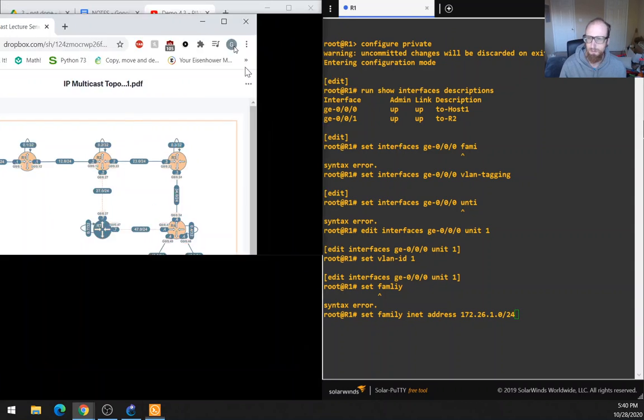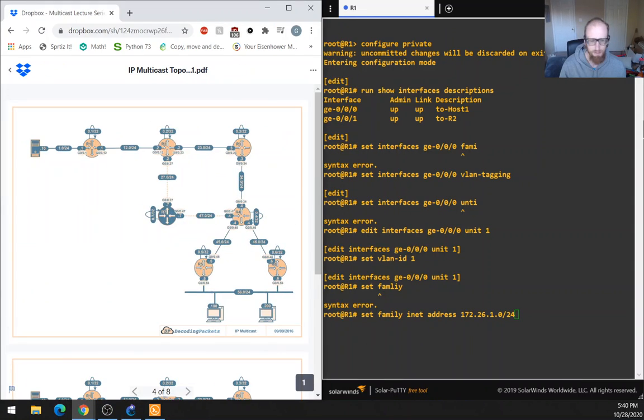172.26.1.0/24, unless it was 27. Nope, it was 26. Perfect. That looks good to me. Okay, and then he's got a loopback, and I think the loopbacks are following the same convention, 172.26. So let's set that up.